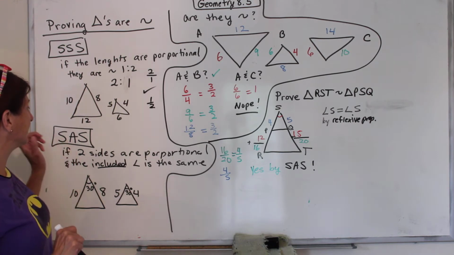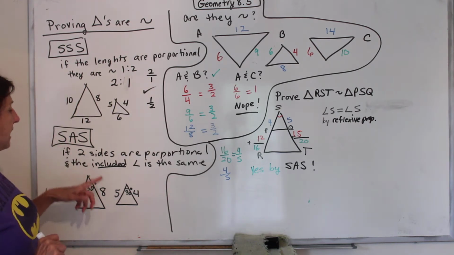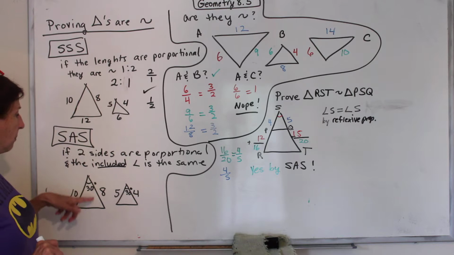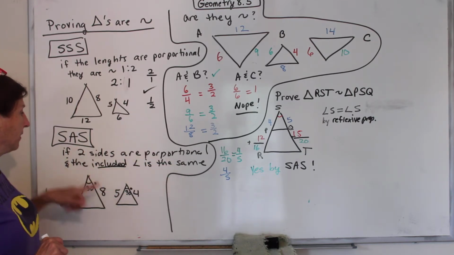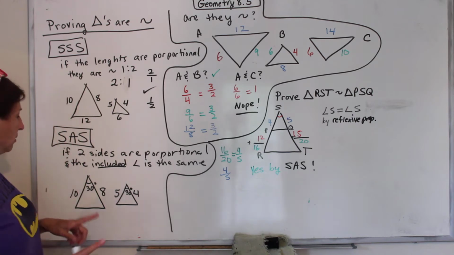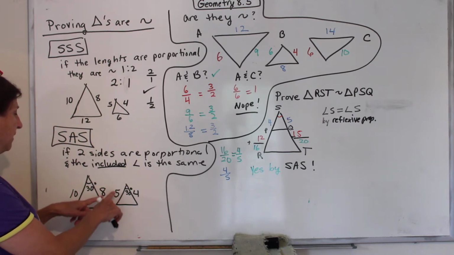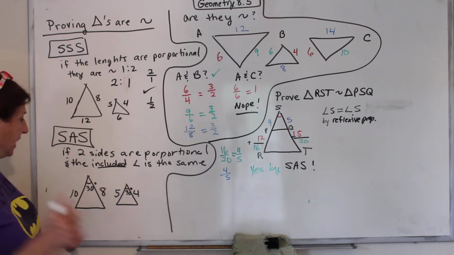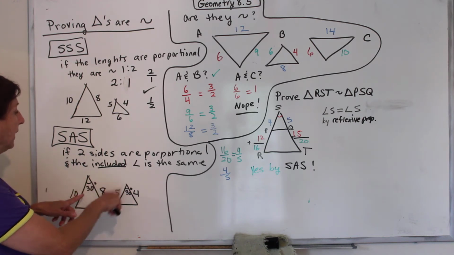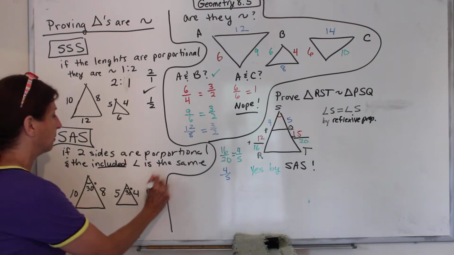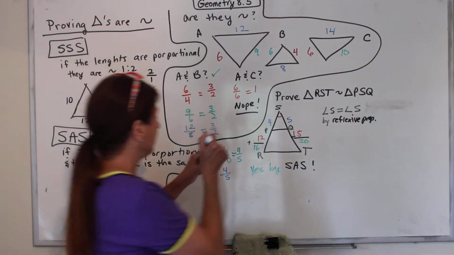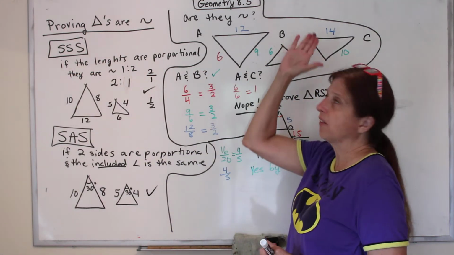Alright, so another one is side-angle-side, and it says that if 2 sides are proportional, and the angle between them is the same, then they are similar. So 10 is to 5 as 8 is to 4, check, and 30 is between them. It's the included angle. So yes, these are proportional. Check.